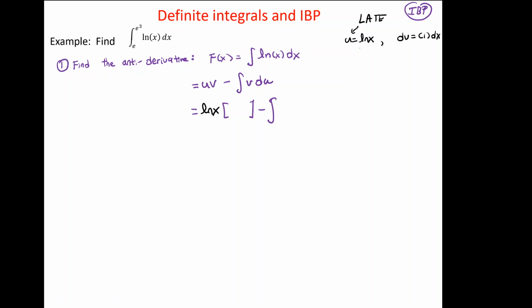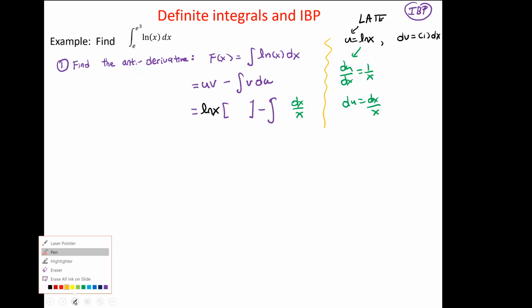Okay, so for the du, I'm going to take the derivative of ln of x. du by dx is 1 over x. So du is dx over x. So dx over x goes here. Okay, now integrate dv to get v. v is the antiderivative of 1 with respect to x. So v is x. So we got an x there and an x here.